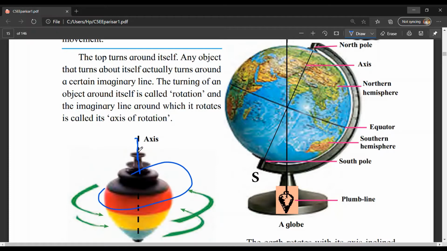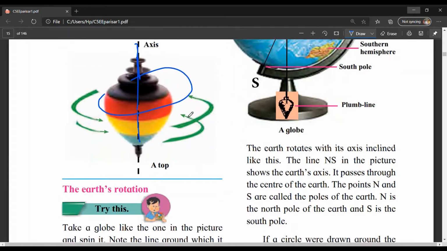And this imaginary axis is called the axis of rotation. Here you can find its definition and you can even mark it down. The imaginary line around which it rotates is called its axis, and the turning of an object around itself is called rotation. Let's see what's next.